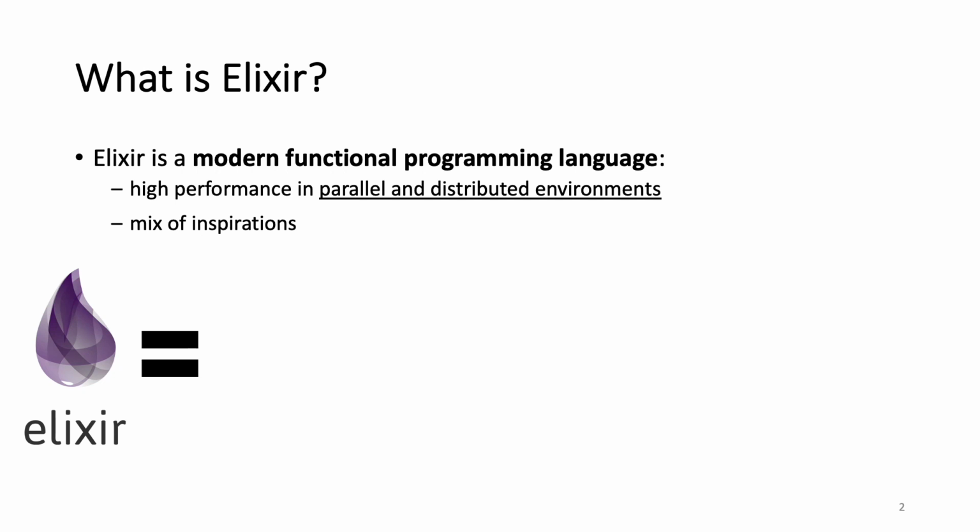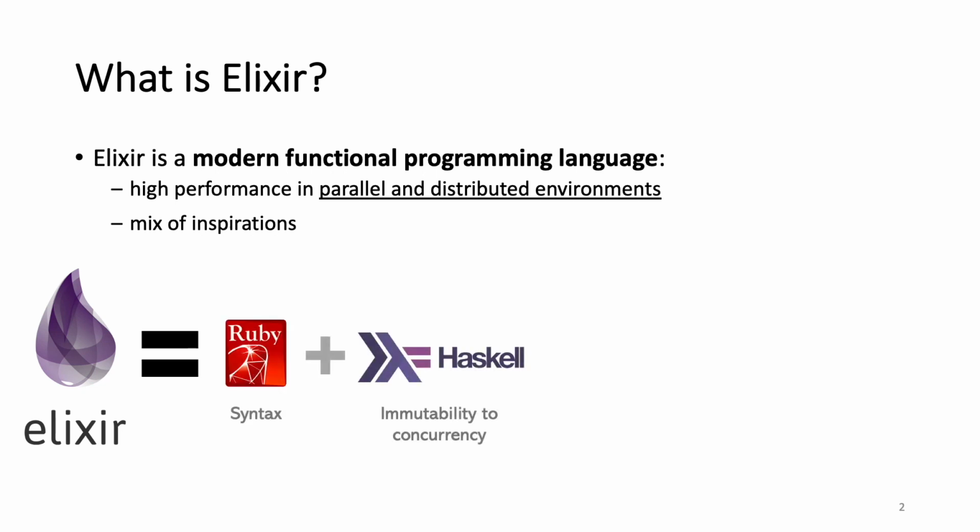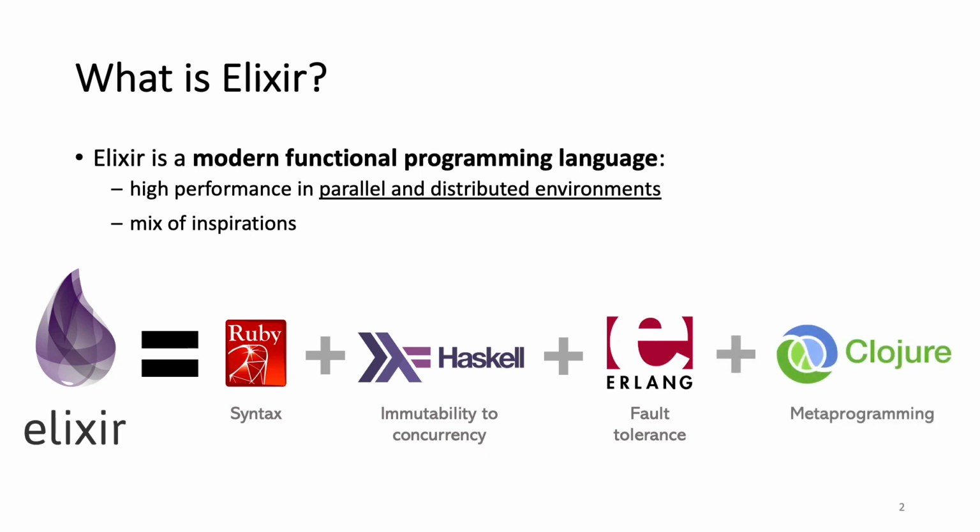It was designed from a mix of inspirations. Its syntax is friendly and highly productive, being based on Ruby. It uses immutable data like Haskell, making it easy to use in concurrent environments. Elixir runs on BEAM, Erlang's virtual machine known for its robustness. In addition, it is an extensible language as it incorporates metaprogramming concepts from Clojure.